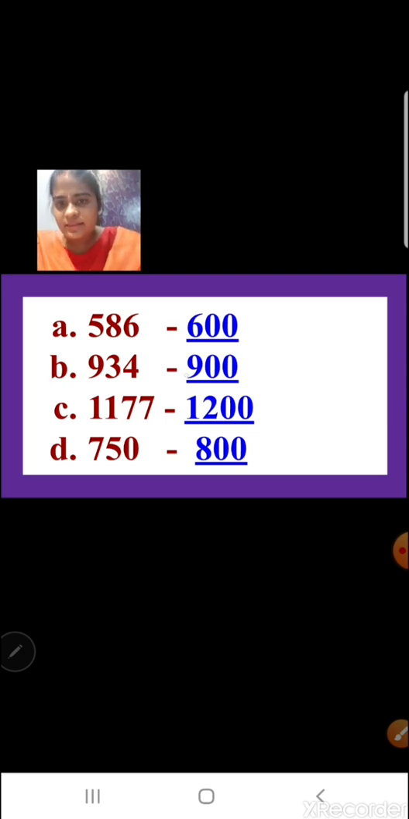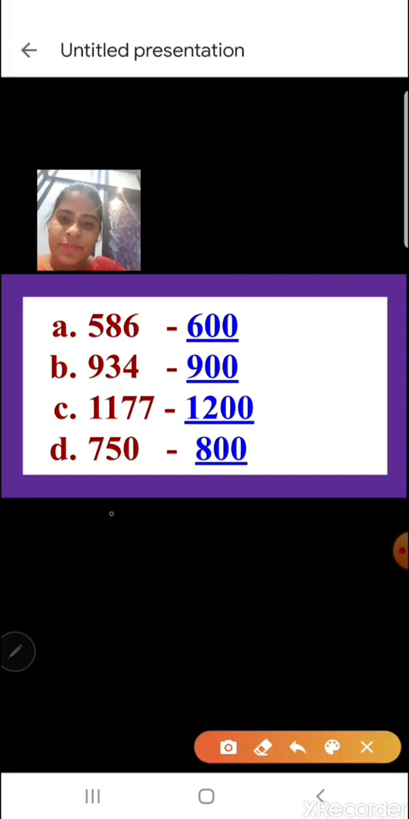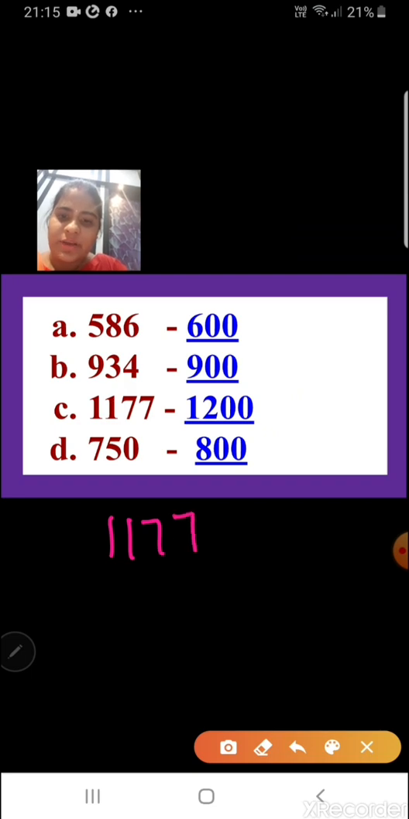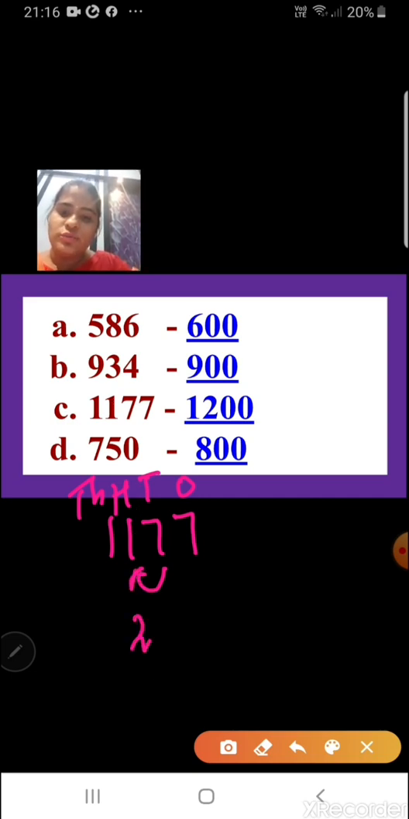B answer is 900. C answer is 1200. How did we get 1200? Children, our question was 1177. We are rounding off to the nearest hundreds place. Correct? So we have to see the number which is in tens place. In tens place we have which number? 7. It is more than 5. So the number in hundreds place is going to change. 1 plus 1 here will be 2.